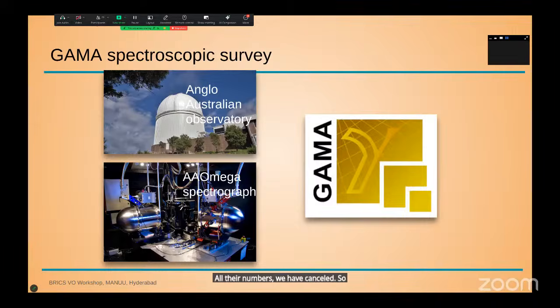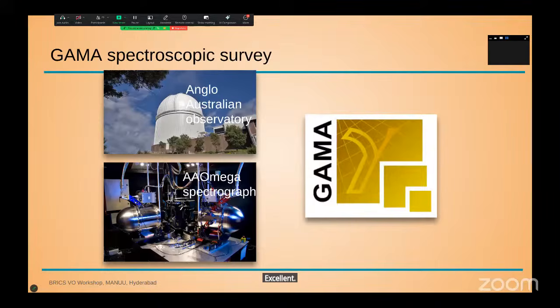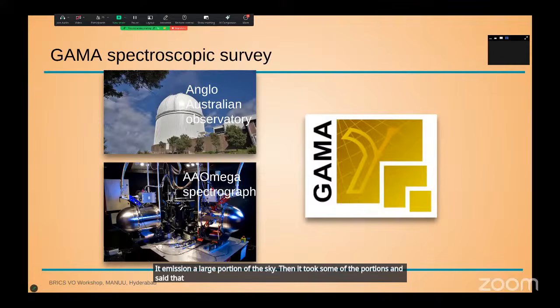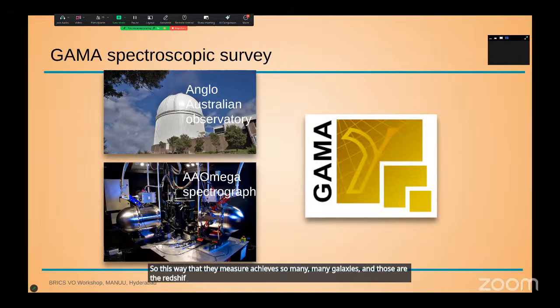So what this survey has done is there was an imaging survey run by something called the Sloan Digital Sky Survey. So this sky survey imaged a large portion of the sky. Then it took some of these portions and said that all the galaxies that I see above a certain flux, I'm going to target it. And I will put a fiber on it and measure the redshift for this galaxy. So this way, they measured redshifts for many, many galaxies, and those are the redshifts that we are going to use. So that survey is called the GAMA survey.